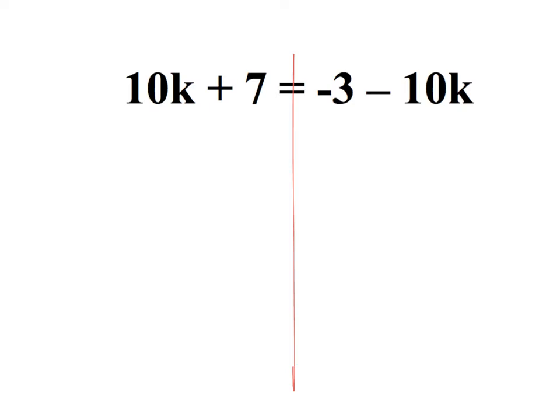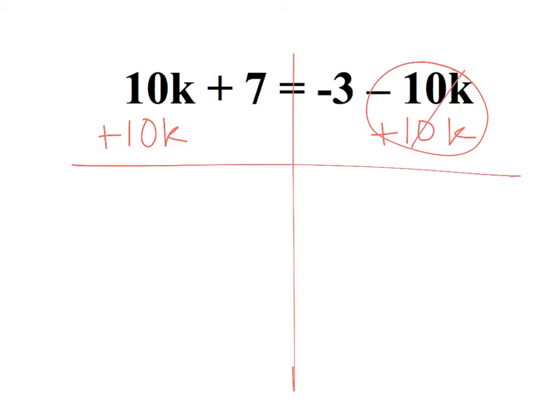Should we move the 10k or the negative 10k? What do you think, Isaiah? See a negative, I'm going to try and add it. So I'm going to move, but you could subtract 10k, you get the same thing. So we'll do what Lillian said, add 10k, which zeroes out. So that goes away. And we rewrite our equation. So now it's 20k plus 7 is equal to negative 3. This is just a two-step equation now.